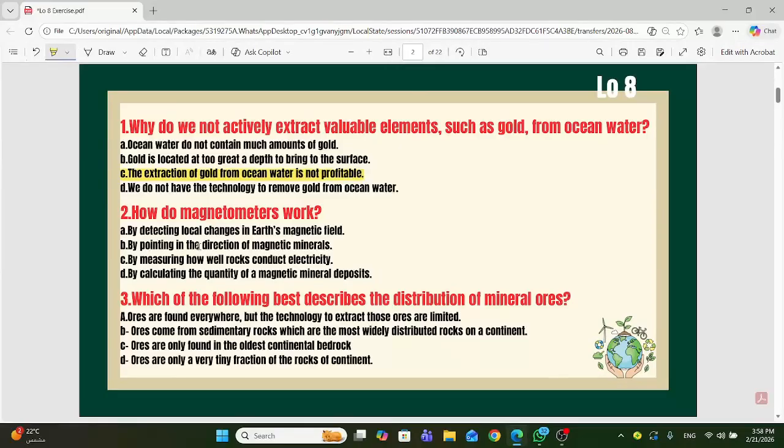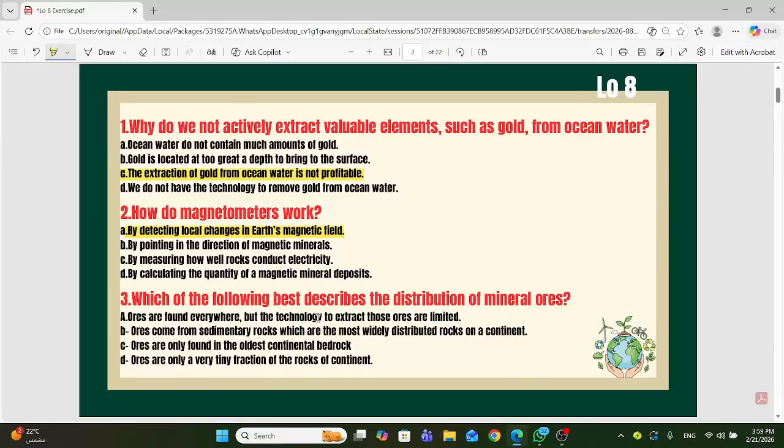طيب how do magnetometer work؟ By detecting local changes in Earth's magnetic field. طيب which of the following best describes the distribution of mineral ore؟ Ore are found everywhere, but the technology to extract those ore are limited. لا. The ores come from sedimentary rocks, which are the most widely distributed rock on a continent.